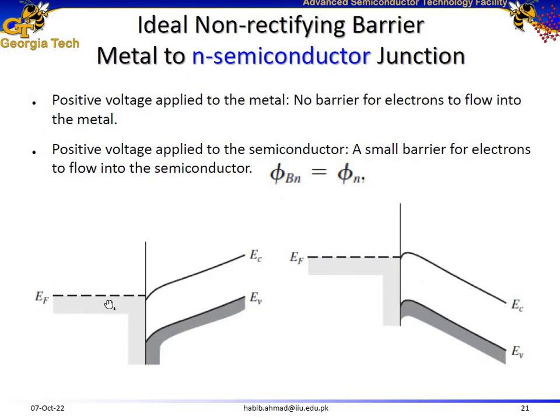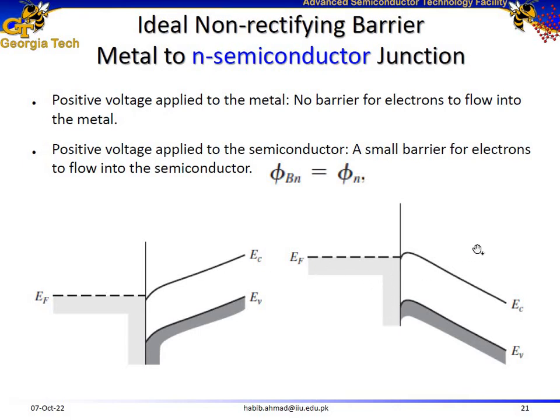If you apply a positive voltage to the metal, you drag down the metal Fermi energy level. So this is for applying positive voltage to the metal, negative to the semiconductor, and here is your energy band diagram. Electrons can easily flow from the semiconductor to the metal, and the reverse is also true. A small barrier, but still electrons can flow from the metal to the semiconductor as well.